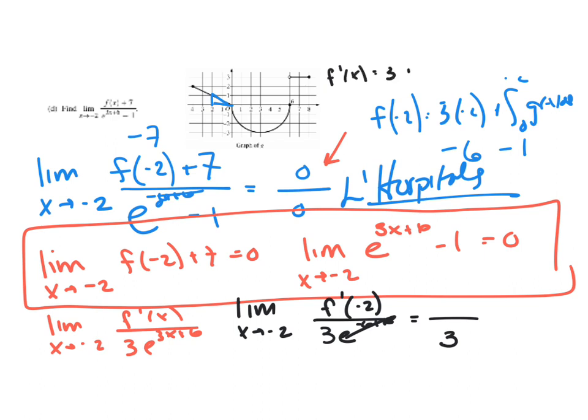So that's going to be 3 plus g of x. So I need 3 plus g of -2. So g of -2 looks like a 1. So that's 3 plus 1 is 4. I'm getting a nice 4/3.